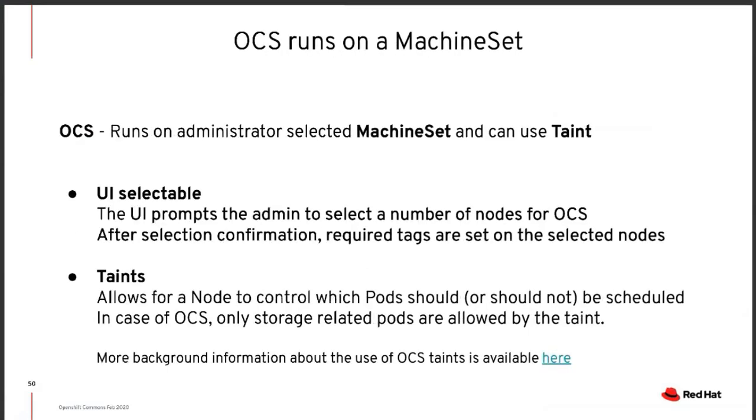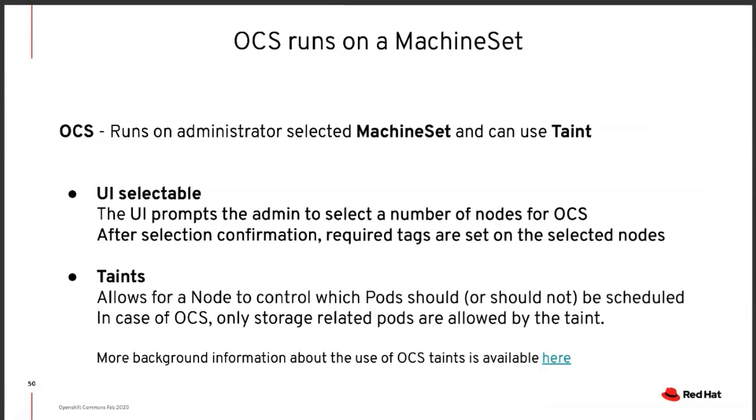OCS runs on an administrator-selected machine set, so that means that we point out the machines that we want OCS to use. That's being done by a UI, and then we can also set taints on those machines. And the benefit of a taint is that it allows a node to control which pods should or should not be scheduled on that node. In the case of OCS, only storage-related pods are allowed by the taint. So if we have an OCS worker node, we can set a taint on it, and that taint will make sure that only storage pods are running there.